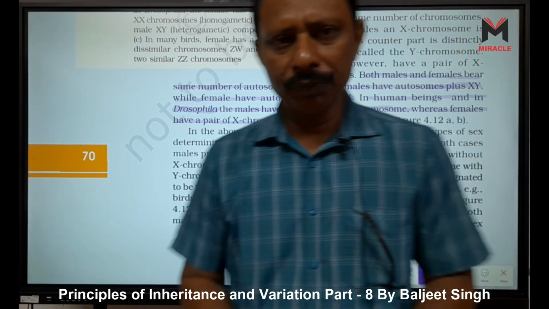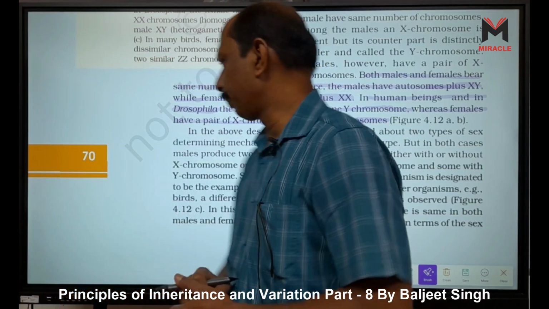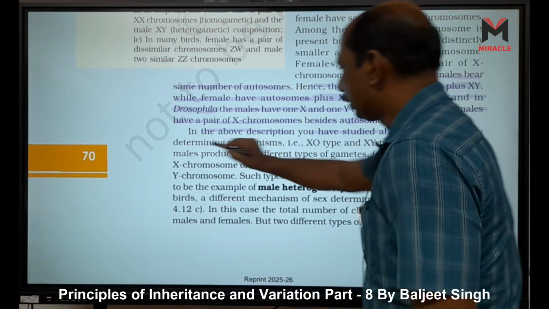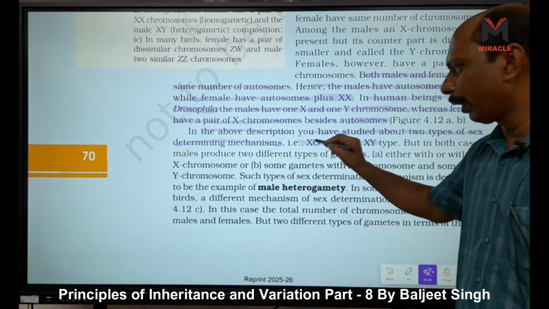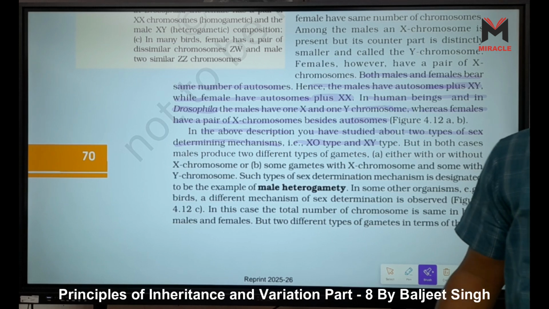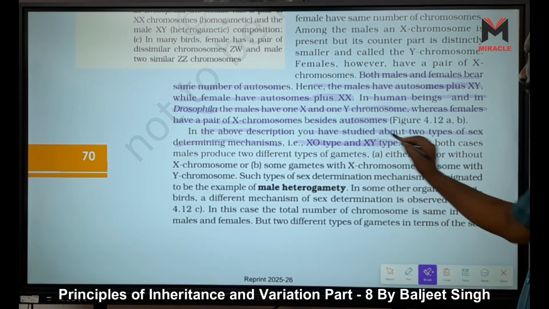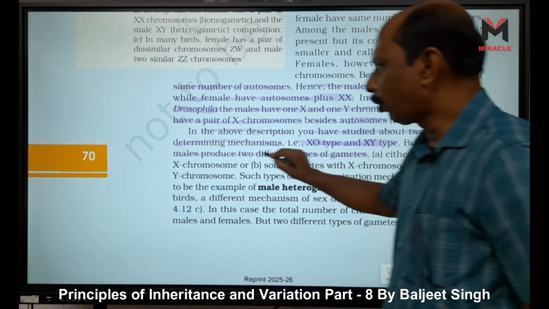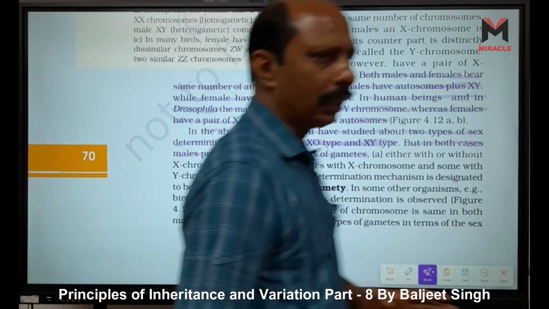Here we read two types of sex determination, XX-XO type and XX-XY type, right? Now the third. In the above description, you have studied two types of determining mechanism, that is the XO type and the XY type. You can see it is the XO type, because O and 0 are the same symbol; 0 means absent, that's why we use O. XO type and XY type, but in both cases, the male produces two different types of gametes. Because the male produces two different types of gametes, males are called heterogametic.